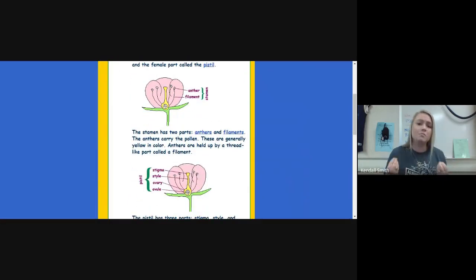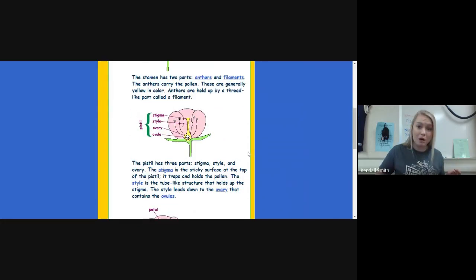So the stamen, the male parts of the flower, has two parts. We have the anther and the filament. So the anther is what creates the pollen. That's why when you pick up the buttercup flowers, like those little pink ones that you find on the side of the road, they're growing everywhere, and you put them to your nose, we used to do this when we were a kid, you get all that little pollen on your face. It's because it's coming off the anthers, and they're held up by the filament. So the anthers carry the pollen. These are generally yellow in color. Anthers are held up by the thread-like part called the filament.